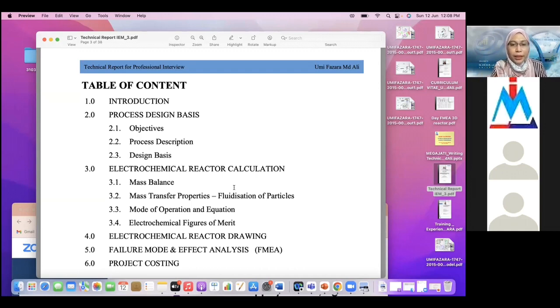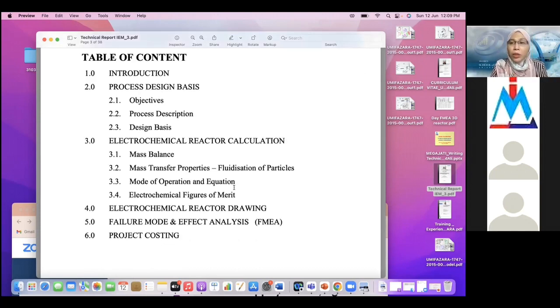Okay. Next one is failure mode and effect analysis or FMEA. You can do HAZOP, okay, or any other safety analysis atas apa yang you design. Okay, tadi ada kata macam mana saya nak buat, kan, nanti kita bincang macam mana. And then project costing. This one yang tadi lah BQ.